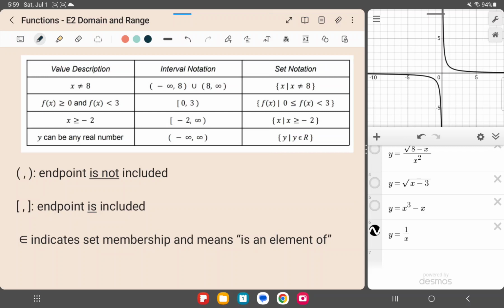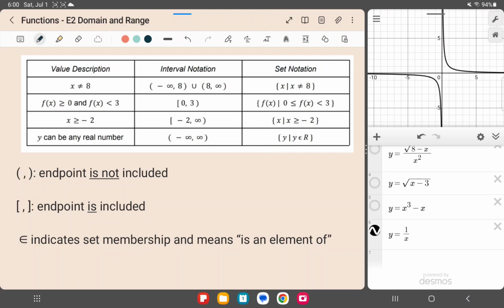The parentheses indicate that the endpoints are not included in the interval. You'll use these with not equal to scenarios and greater than or less than inequalities, as well as with all positive or negative infinities. The brackets indicate that the endpoints are included in the interval. So you'll use these with greater than or equal to or less than or equal to scenarios. That vertical bar in the set notation after the first value is read as "such that."